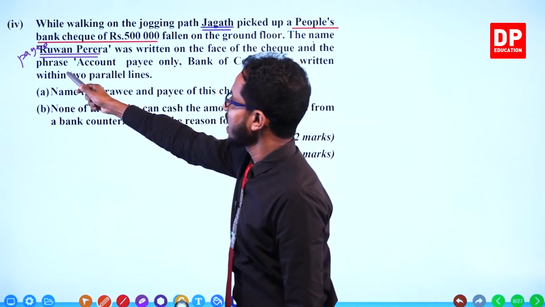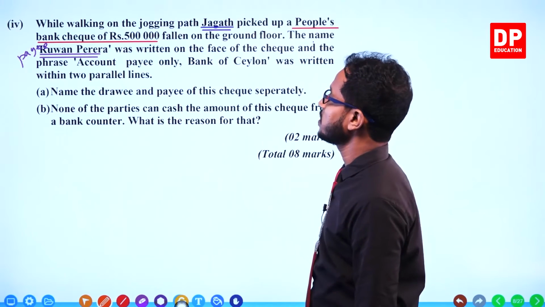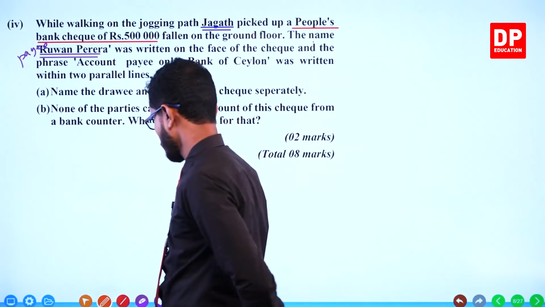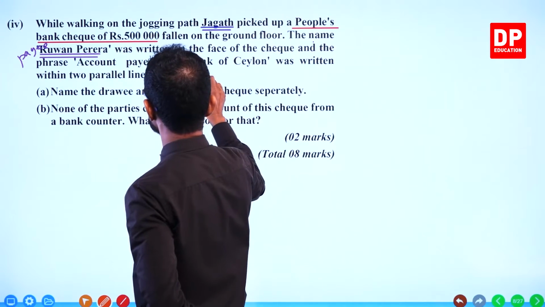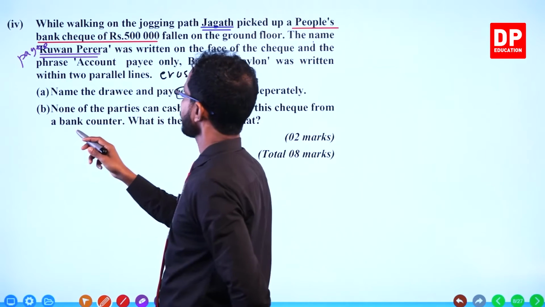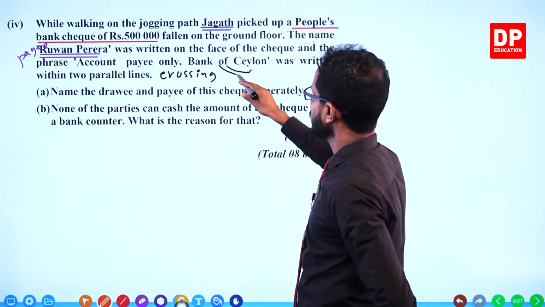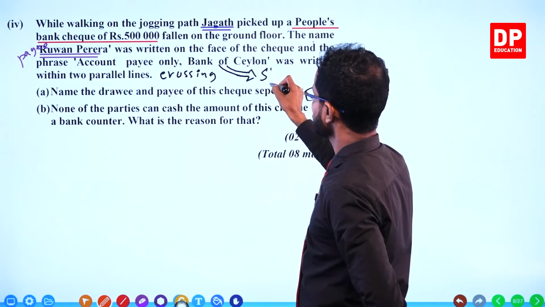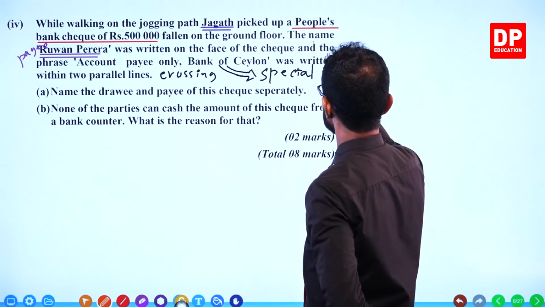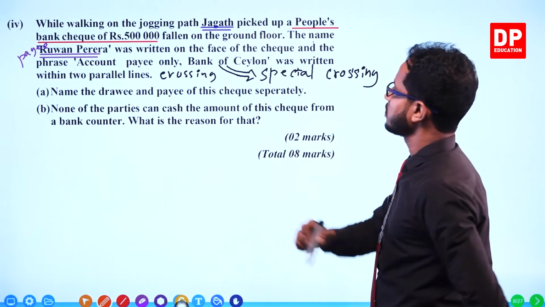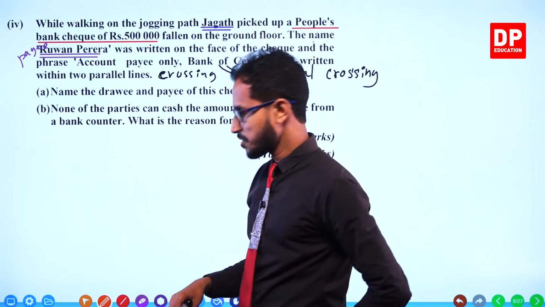On the face of the check, the phrase "account payee only, Bank of Ceylon" was written within 2 parallel lines. So this is a crossing. The check is crossed. And because the name Bank of Ceylon is also there, this is a special crossing. Not just a crossing, a special crossing.